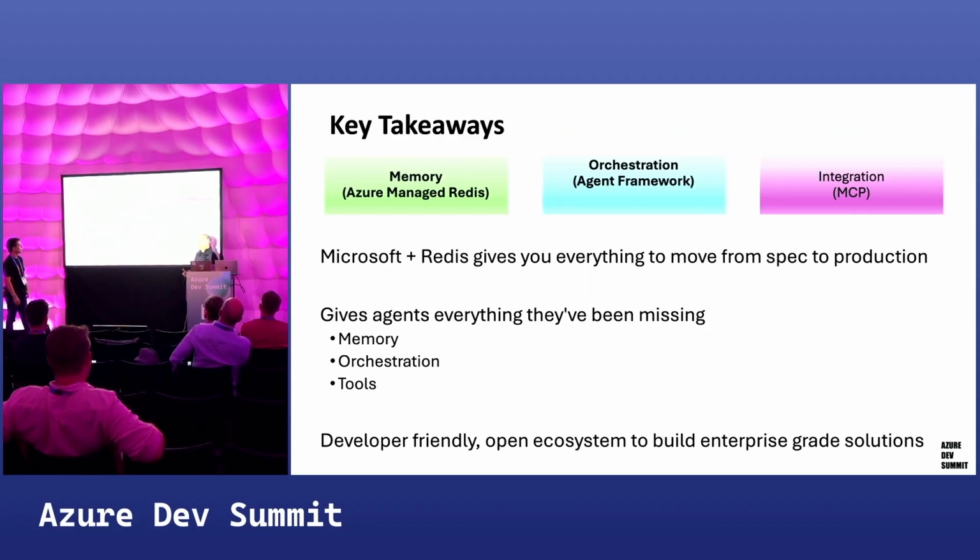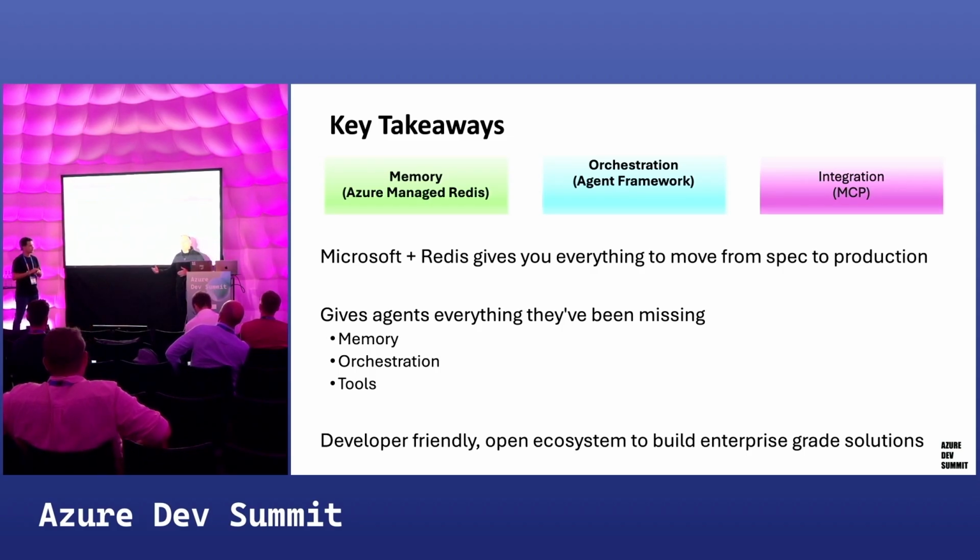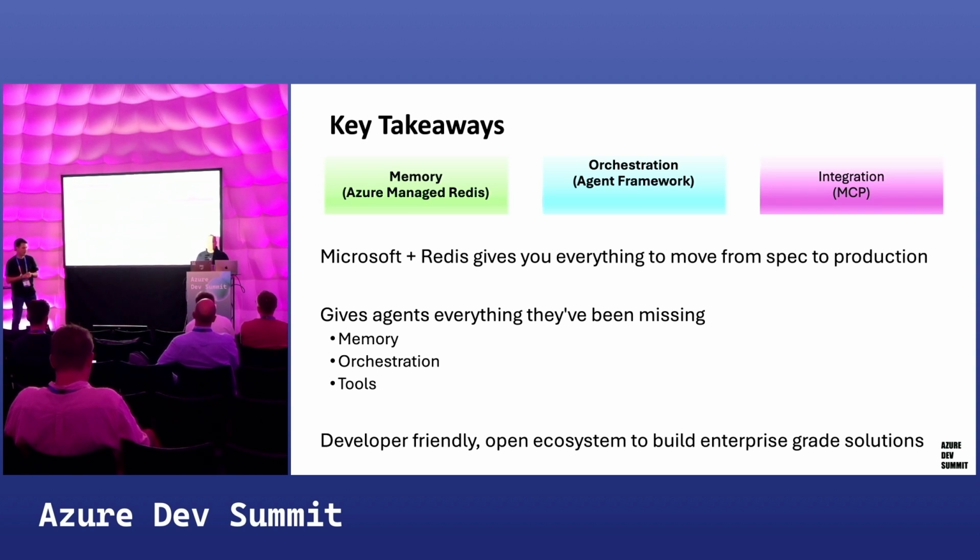If we think about the key takeaways today, one of the things that we want to say is that we have everything you need to go from spec, with some of the spec-driven design that you saw today, to production, to build those highly scalable, resilient, agentic applications. And with Redis and Microsoft, we've got everything that agents have been missing. We've got orchestration now with the agent framework. We've got tools with MCP. And we've got memory with Azure Managed Redis.